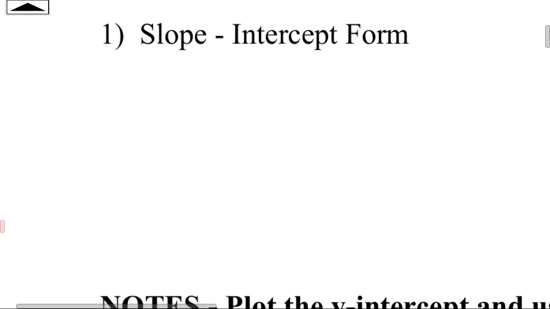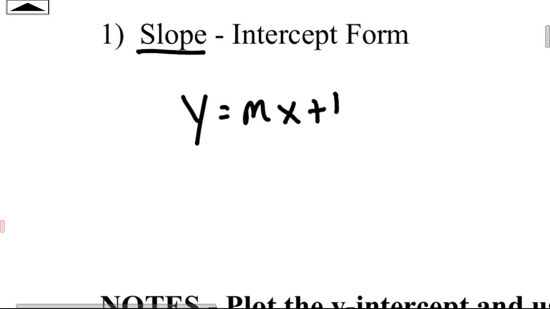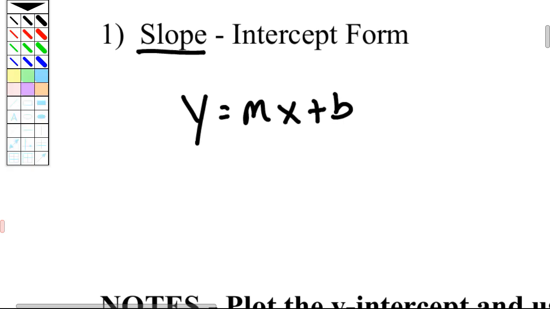Slope-intercept form. Remember, functions always begin with f of x, or the quick way of saying it is y is equal to, and slope-intercept form, mx plus b. So they call it slope-intercept form because the m is your slope. And how about the intercept, the y-intercept, where this thing crosses the y-axis? That is the value of b.